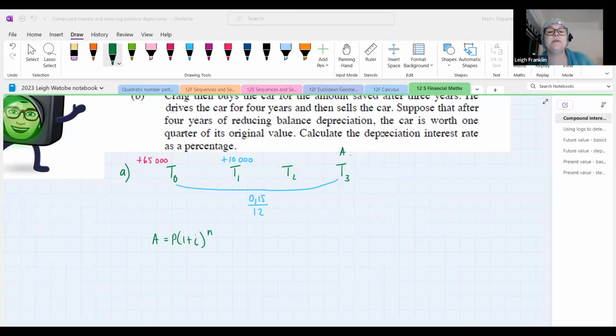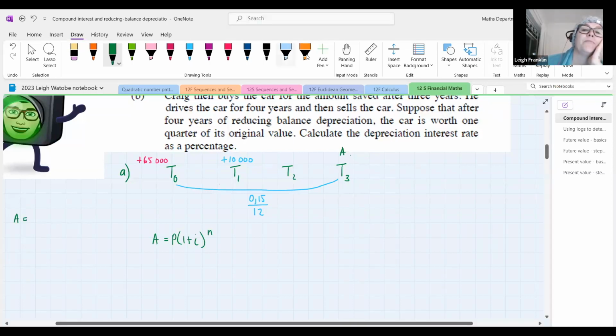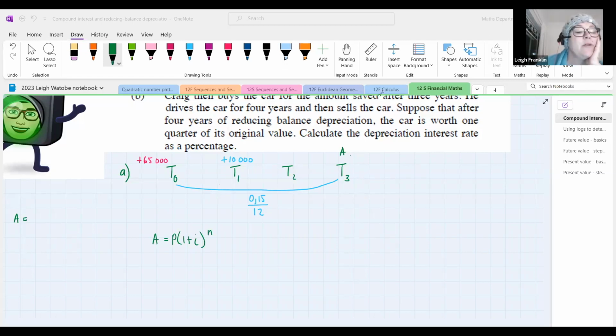Yolanda, please help Seketelo. What does A represent? Matrix? What does A represent? The final amount. Cool, Lesedi. The final or accumulated amount.